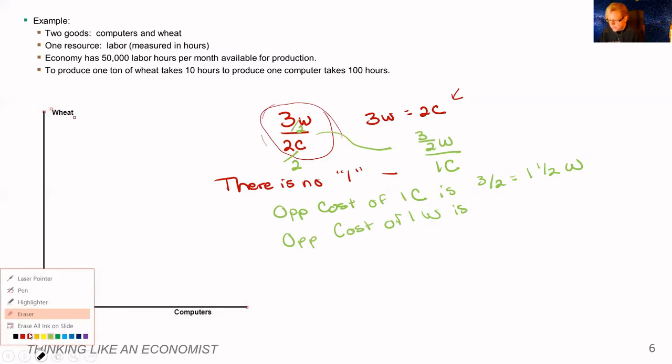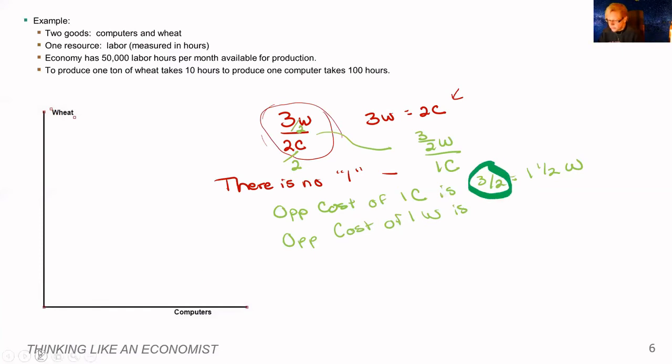I'm going to take the reciprocal of the 3 halves, which we know is 2/3, and I'm going to say is 2/3 computers. Now, again, I have some really good information to precisely understand the opportunity cost of each product. As I decide to produce more computers, I give up 1 1/2 wheat in this slide. If I decide to produce more wheat, I give up 2/3 of a computer.